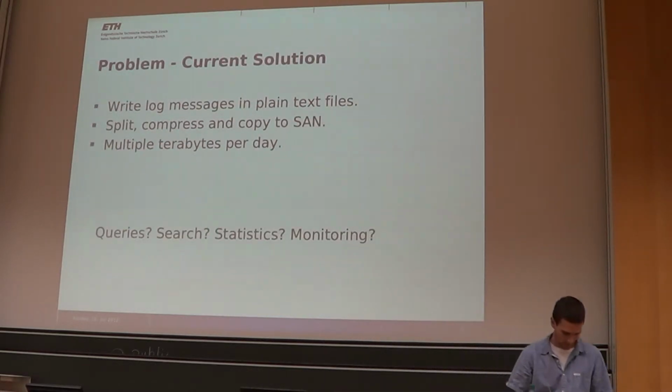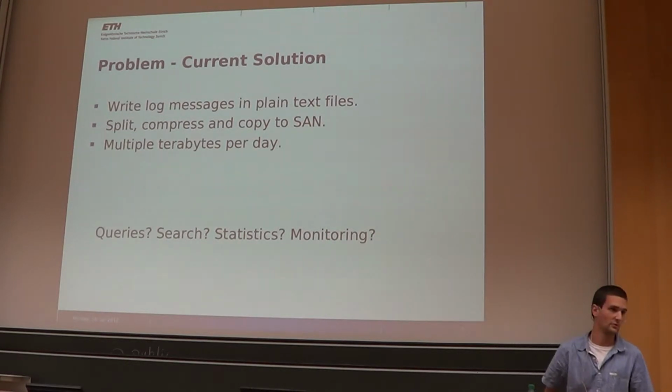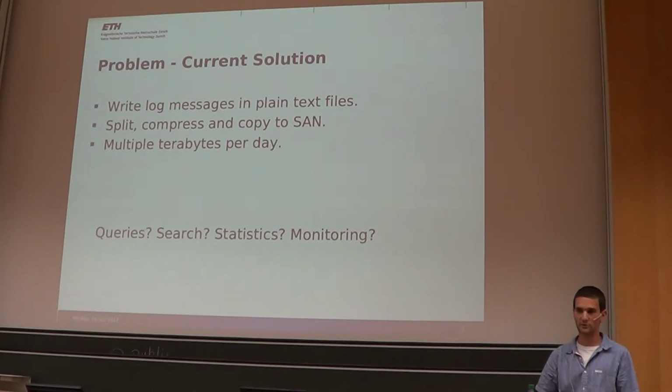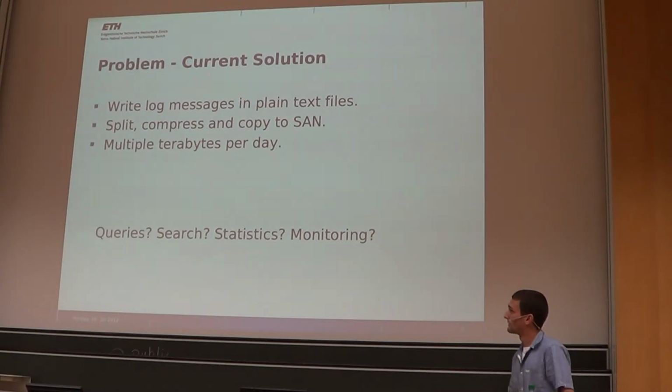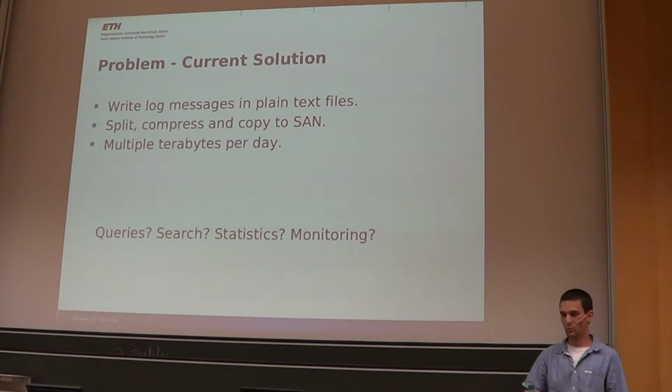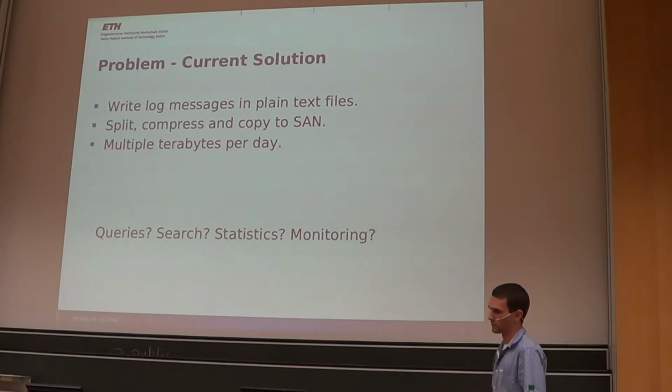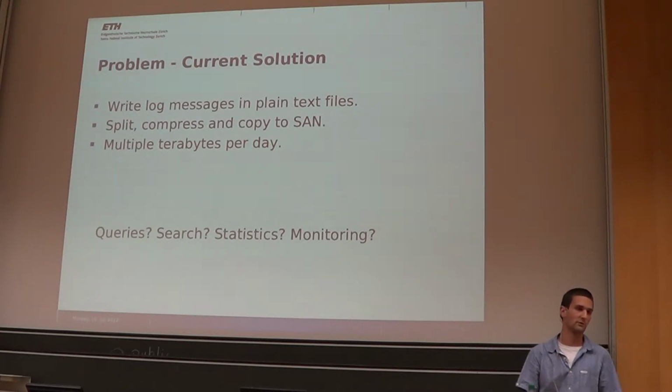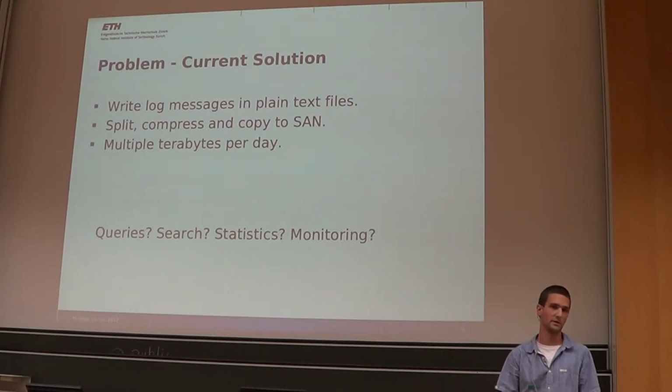So right now what they do is they just write the messages into plain text files. After some time they split the text files, compress them, and put them on a storage area network. So now if they want to go through the logs because they have an error, or if they want to find out what went wrong in some part of the system, they basically have to go through text files and do some distributed grep or something like that.